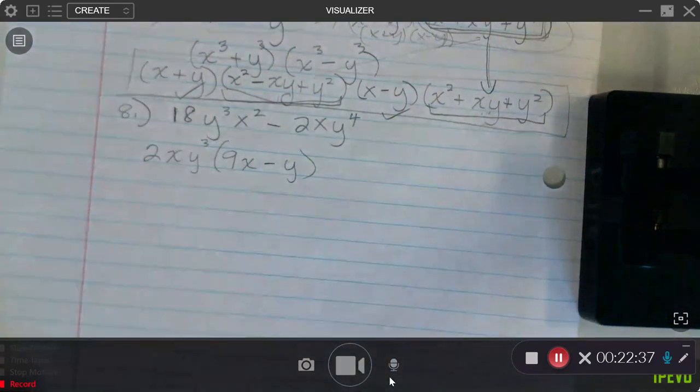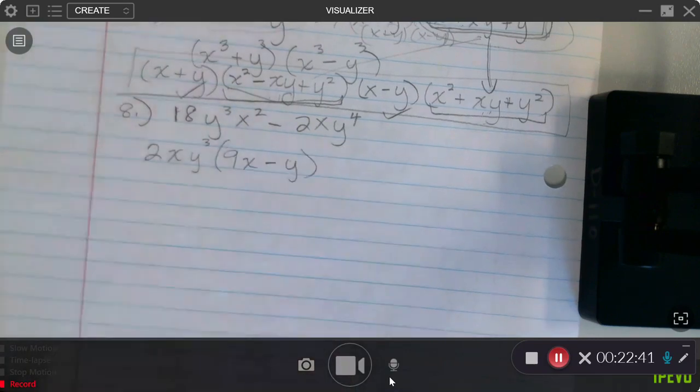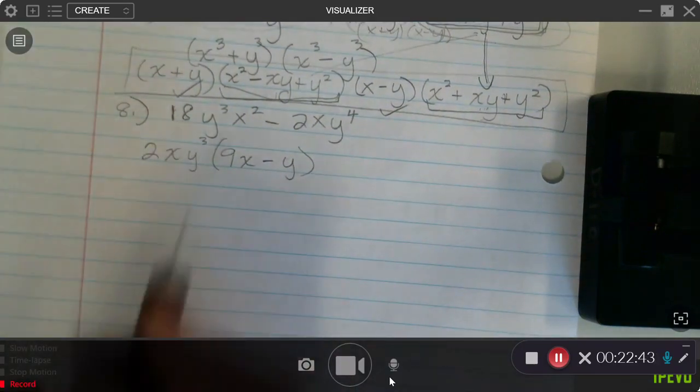And it was looking like it could have been a difference of squares, but that x and y kind of ruin it, right? So, stop.